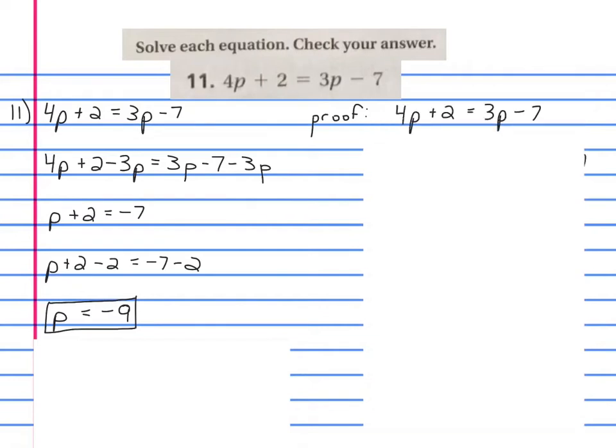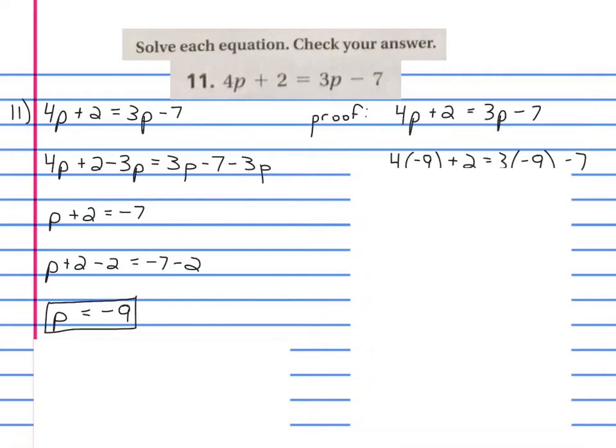Okay, now let's take a look at what the proof looks like. Okay, we've got our original problem. I am going to rewrite the original problem with parentheses wherever the variable was, and I'm going to substitute that negative 9 in for p. What we had found down here at the bottom for the solution, p equals negative 9, then p and negative 9 are interchangeable. Since they're equal to each other, you can just put negative 9 wherever you saw p, and you're writing an equivalent statement.